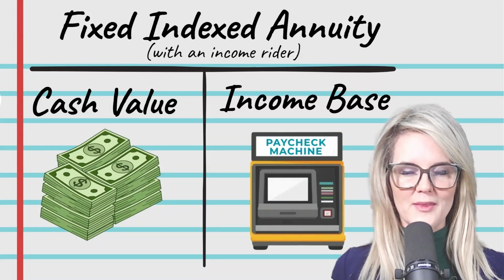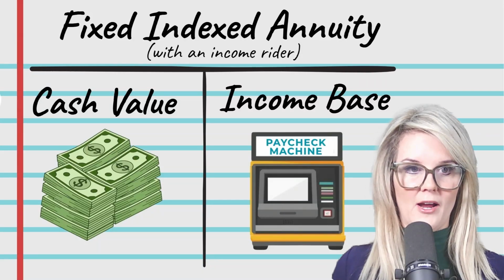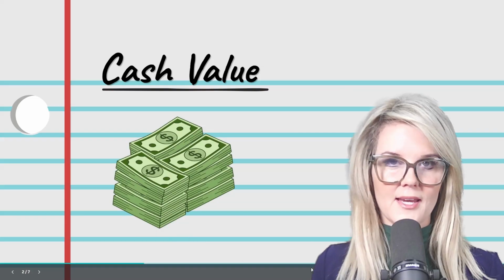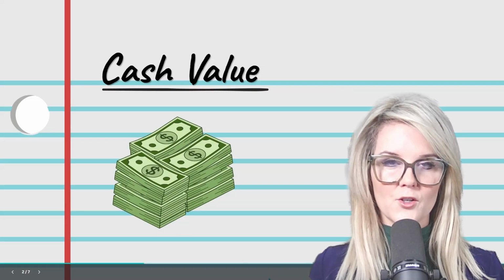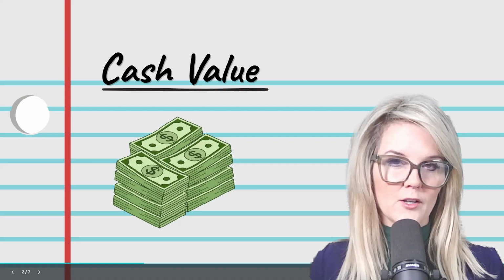What is the difference between the cash value and the income base for a fixed index annuity with an income rider? Let's find out. This right here is the cash value. This is where your money grows that you put into the account. And if you wanted to get some out of it, you could.